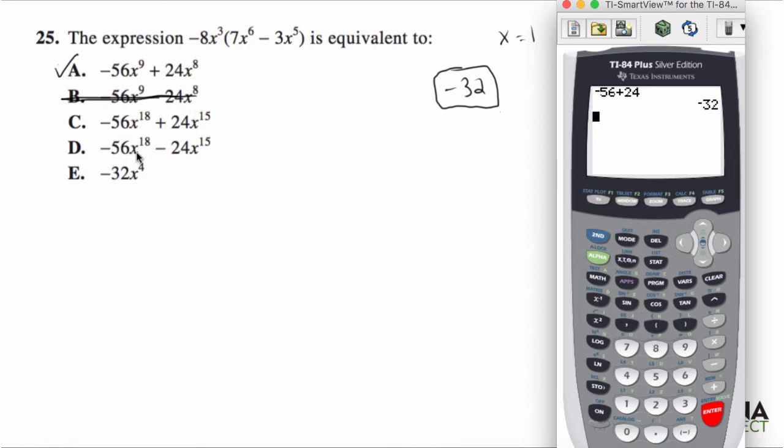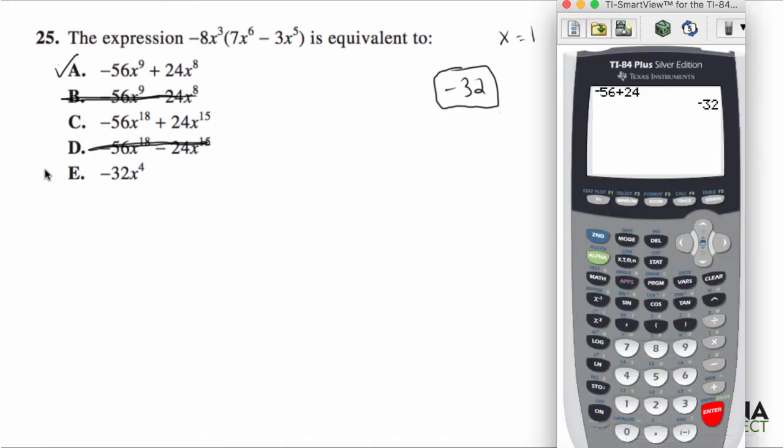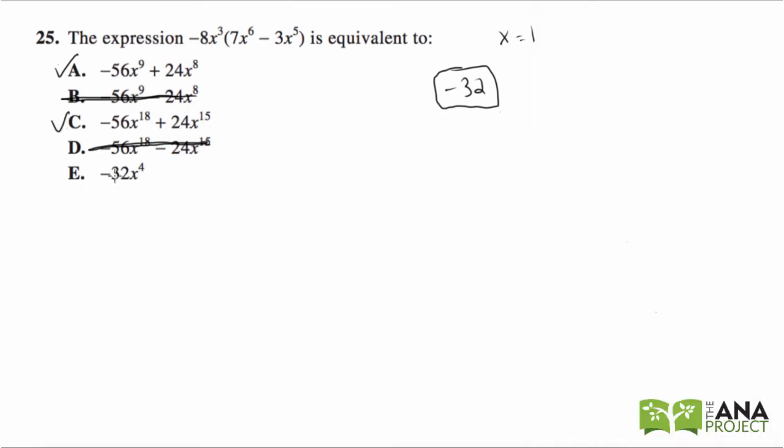Negative 56 times 1 would be negative 56, minus 24 times 1 to the 15th, which would be negative 24. So this one would be gone. So this one, negative 56 times 1 plus 24, this is also going to equal negative 32. So this could be a potential answer choice. And this one, negative 32 times 1. Hence why we have to go through every single answer. So we're down to A, C, and E.